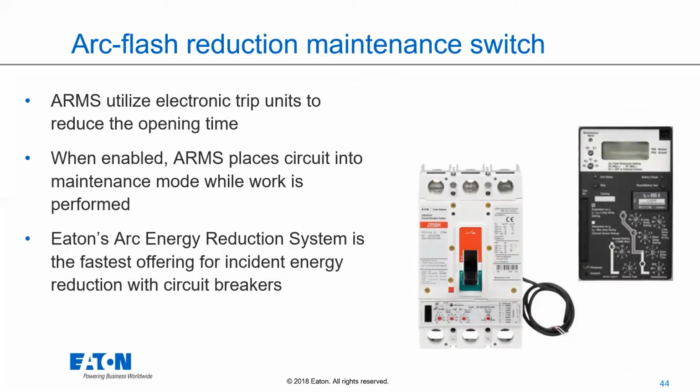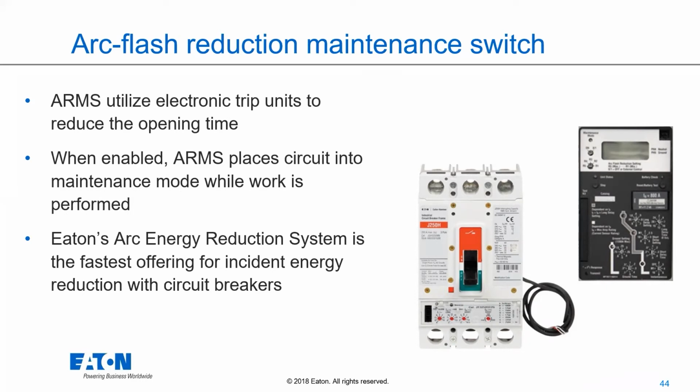And then finally, an arc flash reduction maintenance switch. These have been around for breakers for quite a while. You probably know it as an ARMS switch, right? Arc flash reduction maintenance switch, ARMS. In breakers, this is integrated into the electronic trip unit. The concept this works on is basically that most arc flash incidents occur during maintenance, especially the ones that are going to be the most harmful for maintenance workers, right?